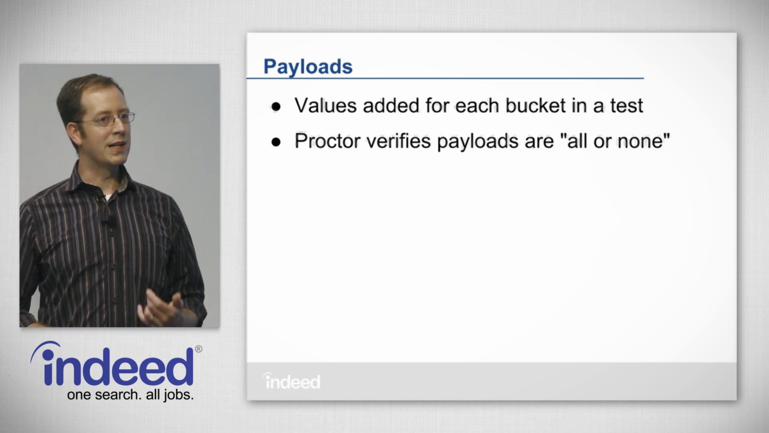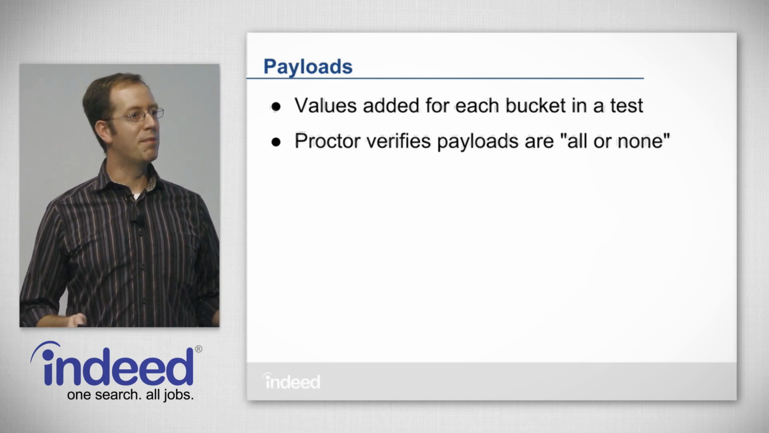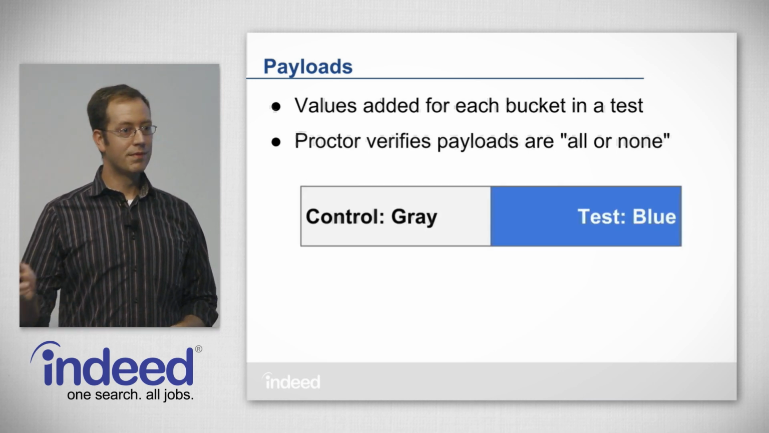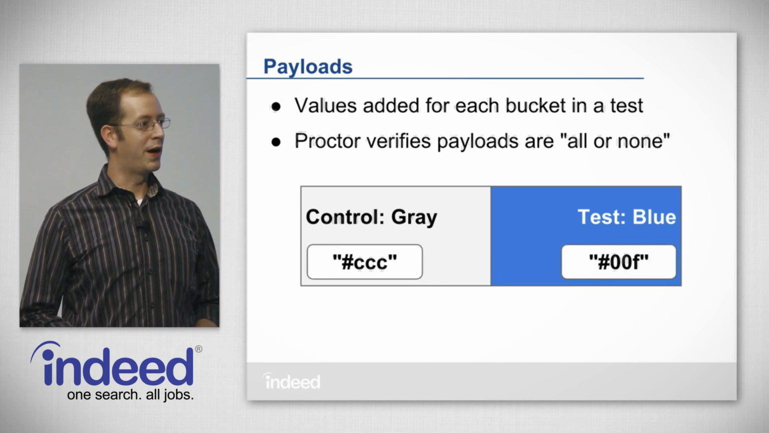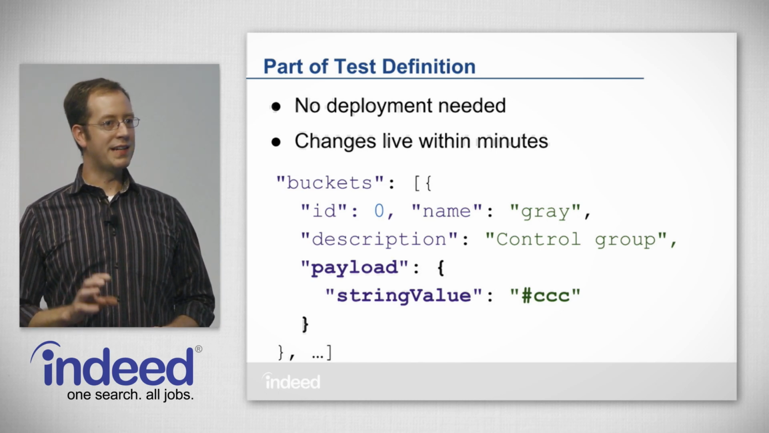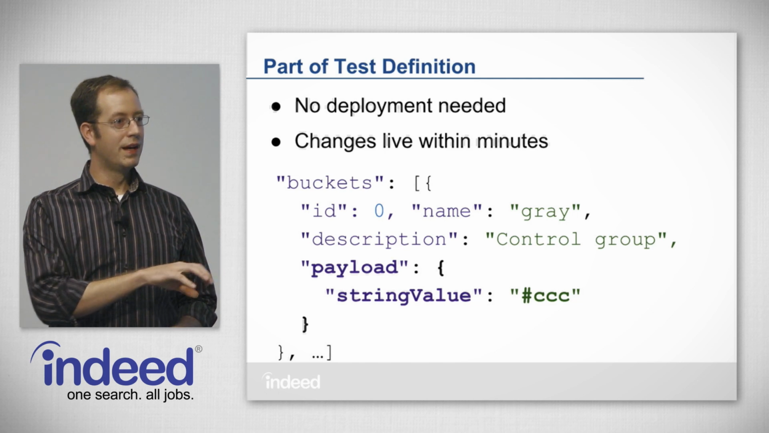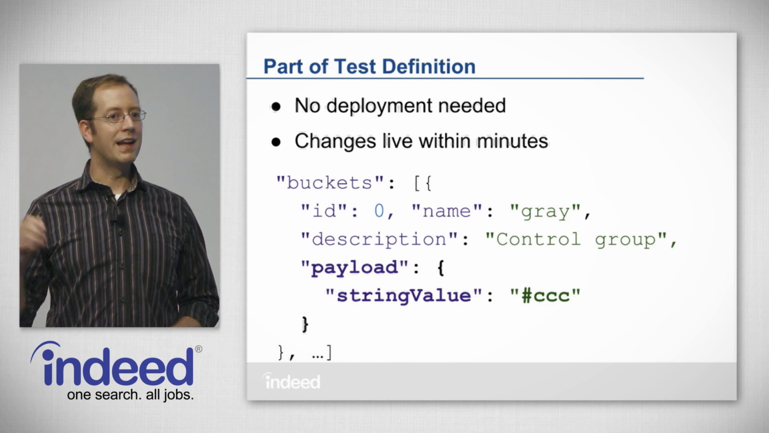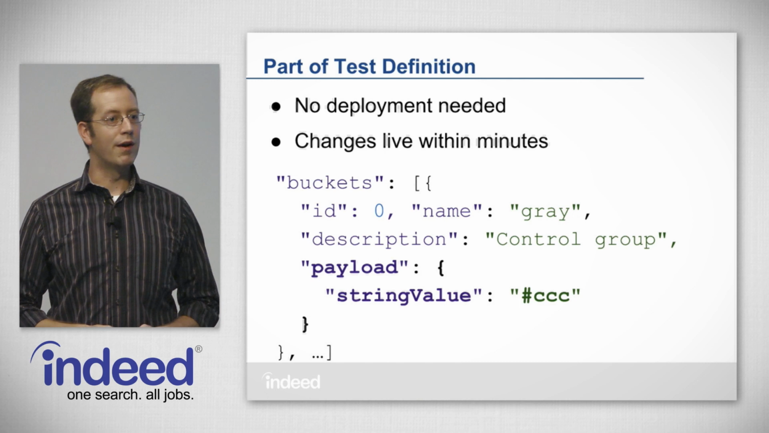A payload is just a value that's added to every bucket on a test. And Proctor verifies that for a test, either every bucket has a payload or none does. If we're taking our same test, gray versus blue, the payload is pretty clear. Just include the CSS color value that we want to use. That payload is included as part of the test definition. My payload is a string value of gray. And because that's in the test definitions in the global pool, I can publish it, and that change is live on the site within minutes if I want to change that from gray to white to whatever it is that I'm testing.